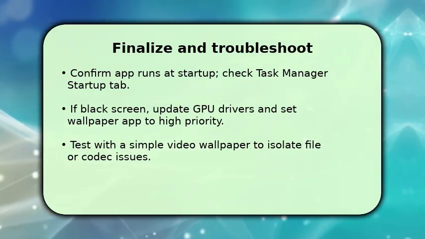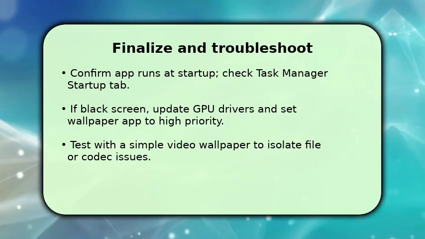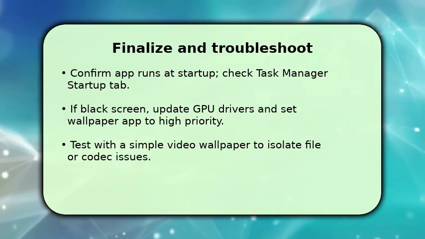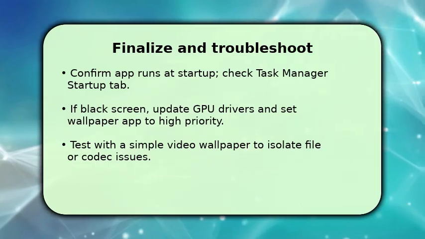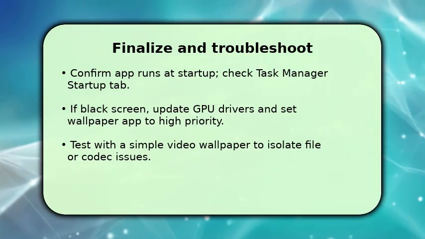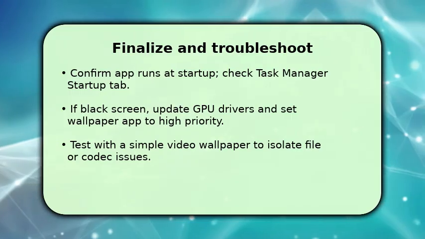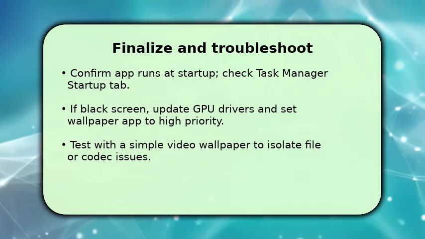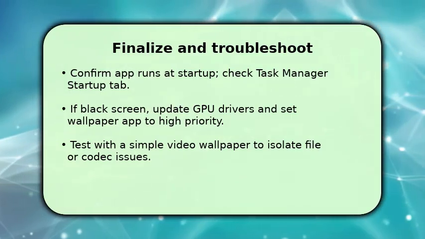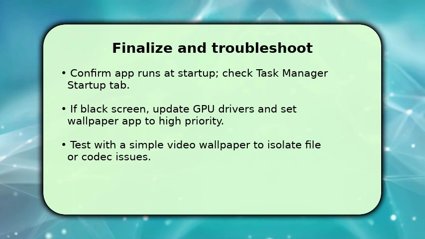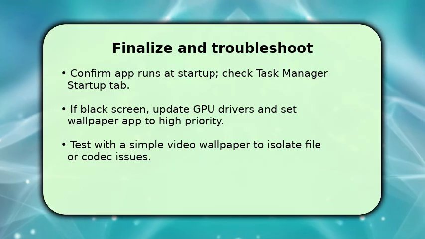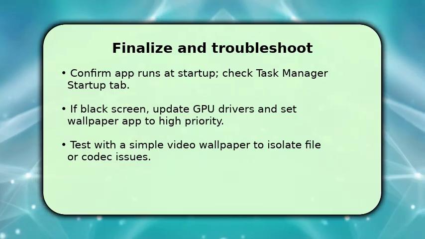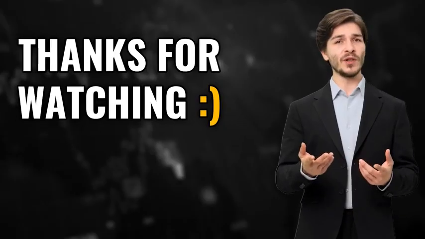If you encounter a black screen or stuttering, update GPU drivers and set the wallpaper process to higher priority. This often resolves resource conflicts. Make sure integrated overlays or game mode aren't forcing full-screen optimizations off. If problems continue, test a basic video wallpaper to isolate whether the issue is the file, codec, or app settings. That narrows troubleshooting quickly.